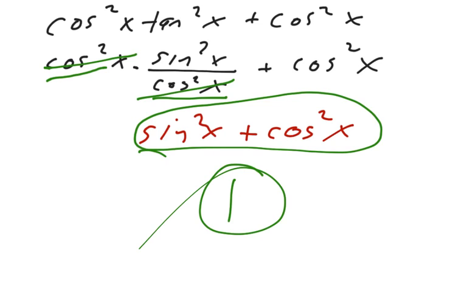So there's a few more examples. Changing things into sines and cosines, seeing what we can cancel out, and trying to simplify the rest.